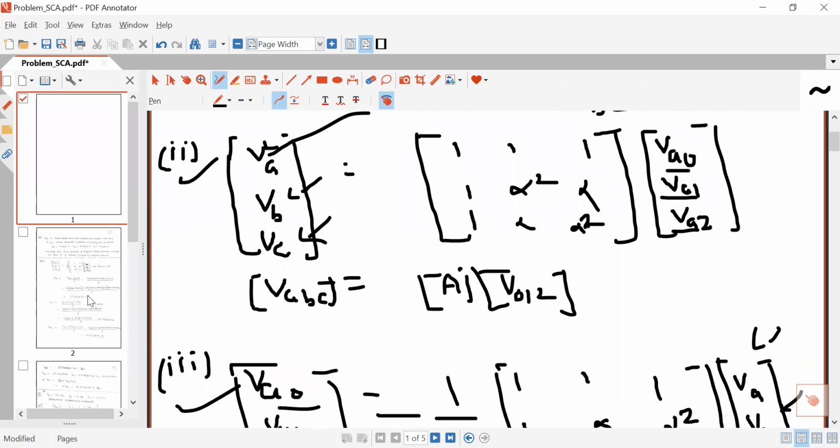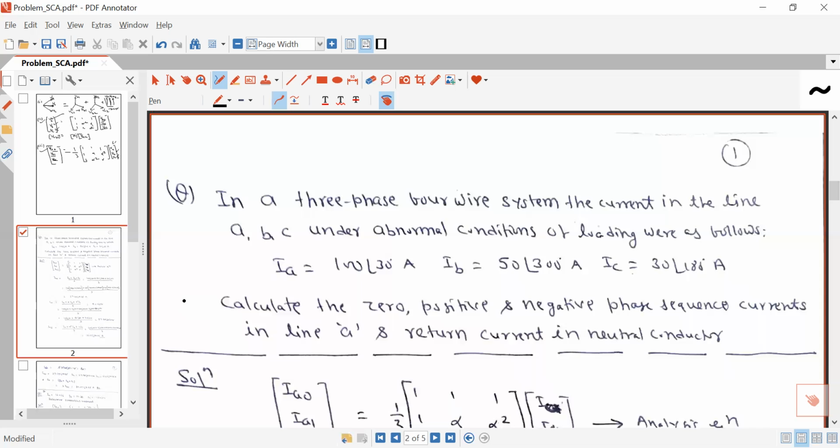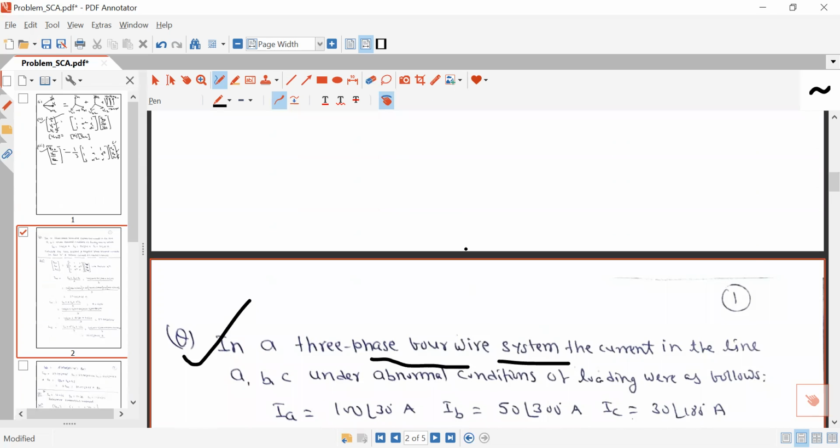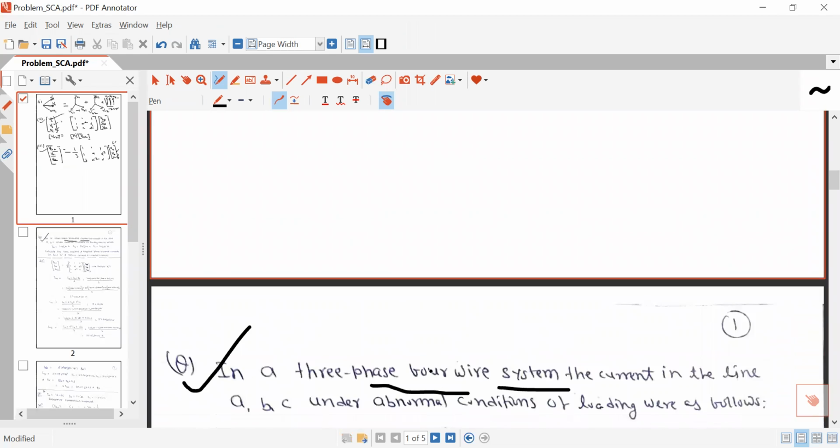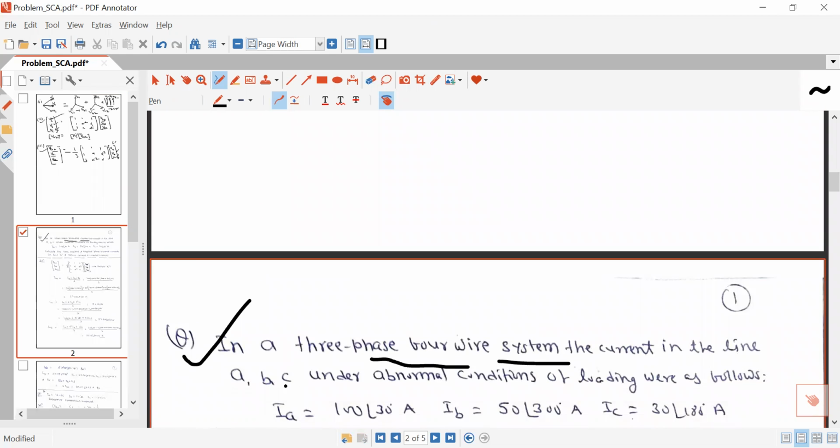Now I am going to discuss some numerical examples based on symmetrical component analysis. Let us consider the first problem. This is a three-phase four-wire system. It means it is a star connected system. The line currents under abnormal condition are given: IA, IB and IC.